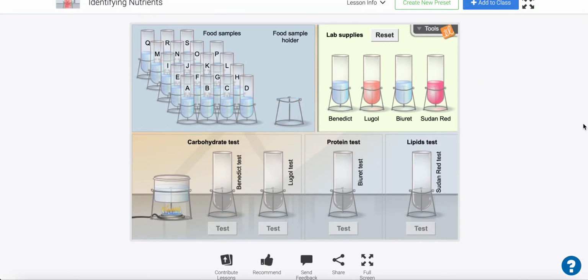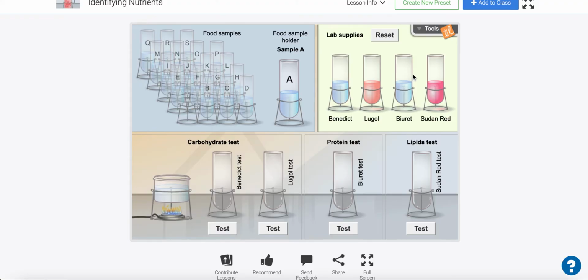up top. Then it says drag sample A into the food sample holder, okay? So most food is composed of 3 different types of molecules: carbohydrates, proteins, and lipids. Carbohydrates such as starches and sugars are a major source of energy. Simple sugars are found in sweets and fruits. Starches are found in potatoes, cereal, pasta, flour, and other plant products.